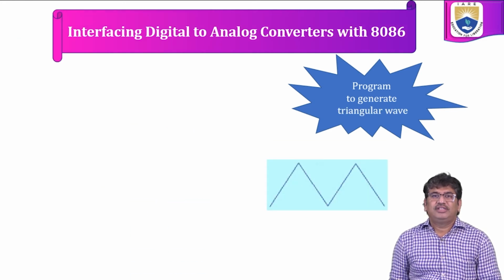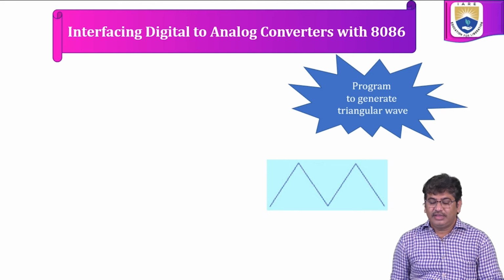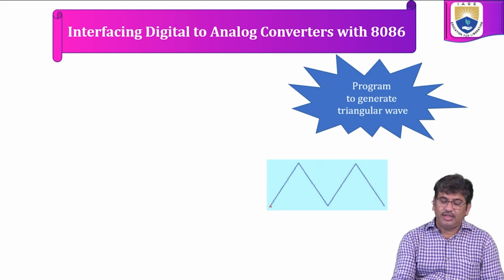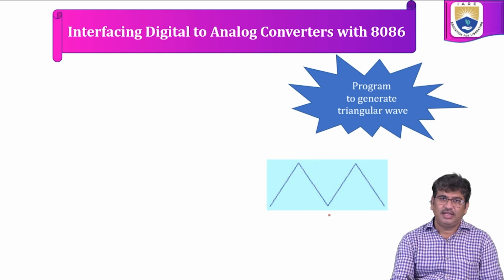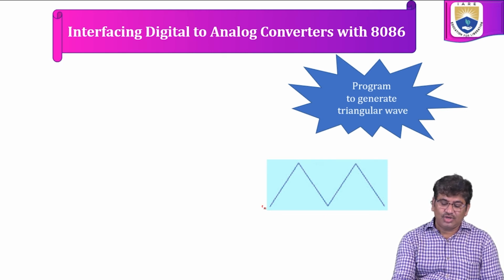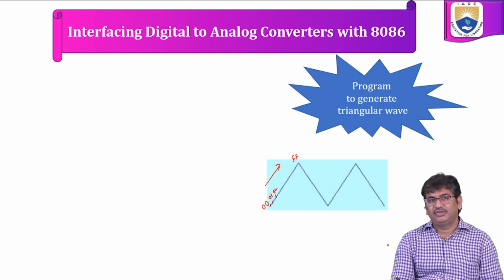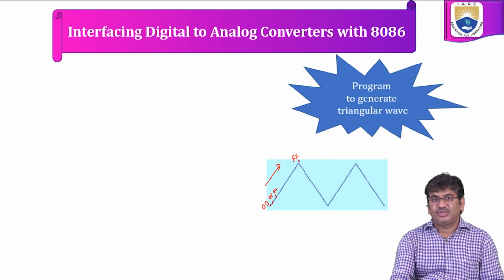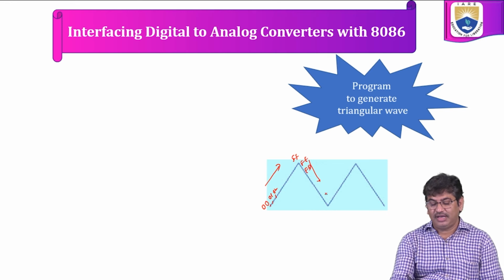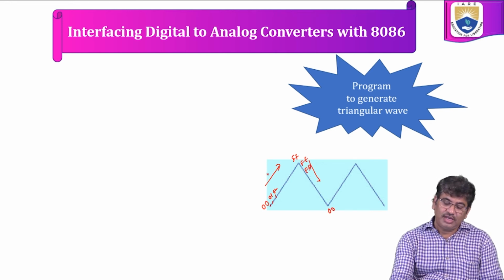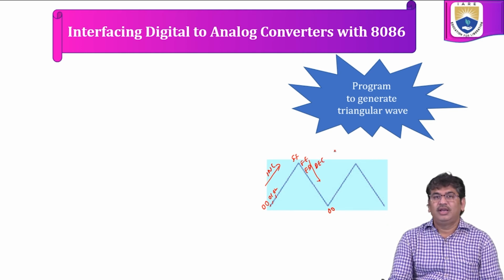The next program is for generation of a triangular wave. In the triangular wave, we have to generate the wave first increasing, later decreasing, again increasing, later decreasing. So starting from 00, we will pass 00, 01, 02 like this until FF. So when you are moving in this direction, the value is going to be incremented. Once it reaches FF, again it has to decline, that is FE, FD, FC like this until 00. So here the contents of AL have to be decremented for getting this decline.